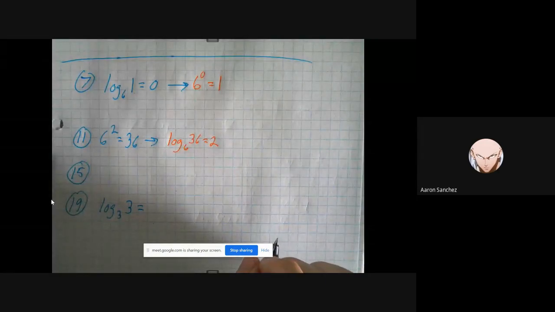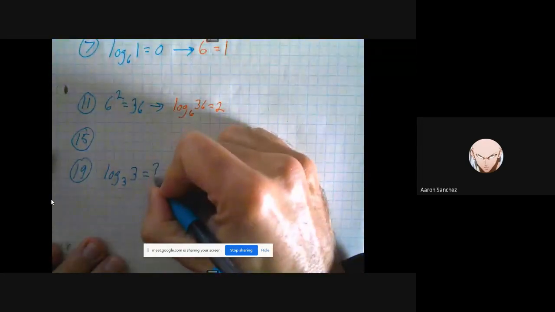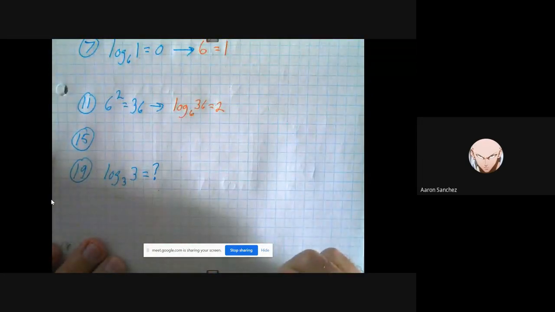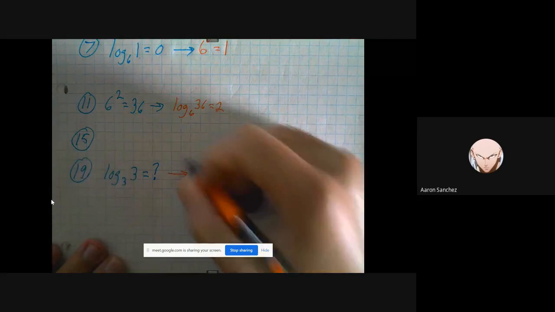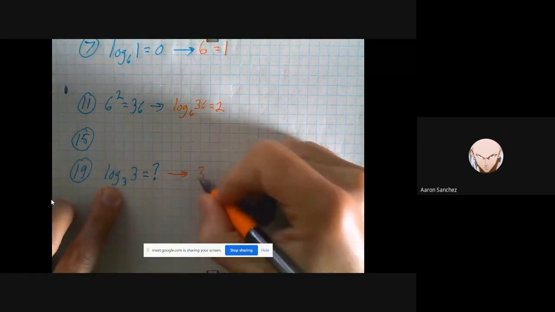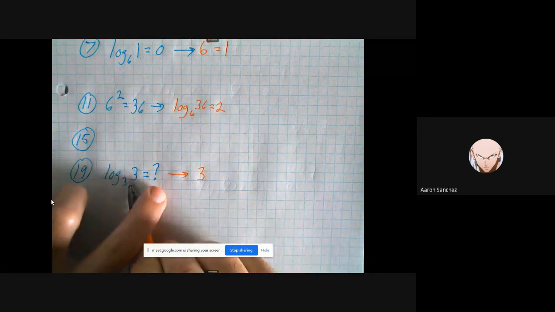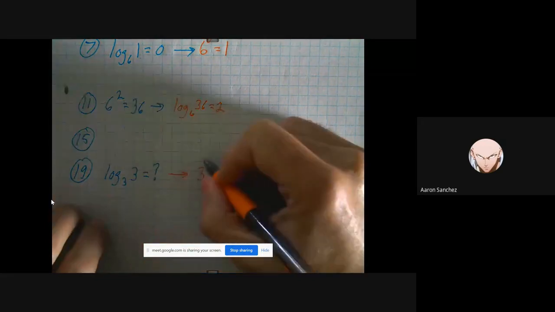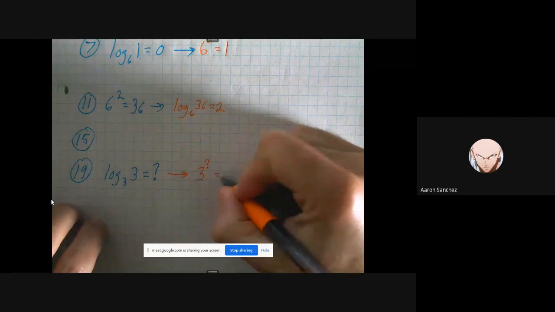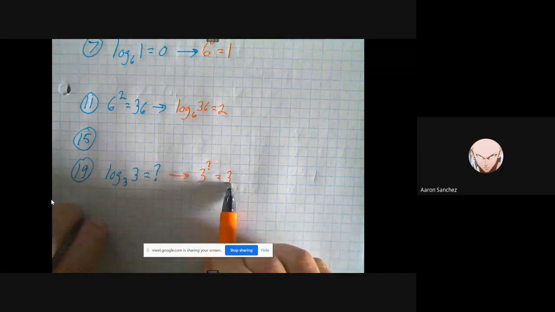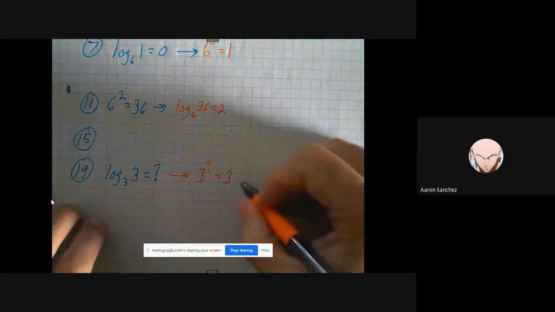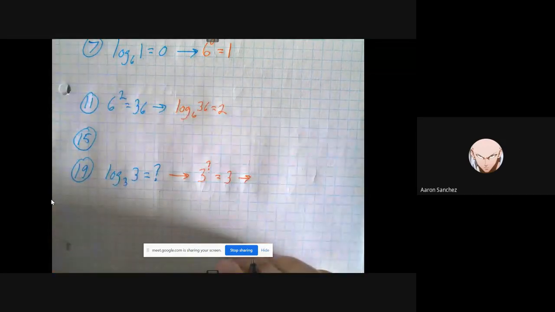Okay. So let's put a question mark. How do we solve this? Well, the idea is let's put it in exponential form. Okay, so log base 3, and then we switch the 3 and the question mark, where the question mark goes here, and is that equal to 3? So what does this have to be in order for it to be equal to 3? What does the question mark have to be? All right, what does that have to be?